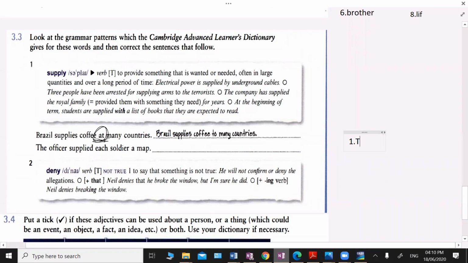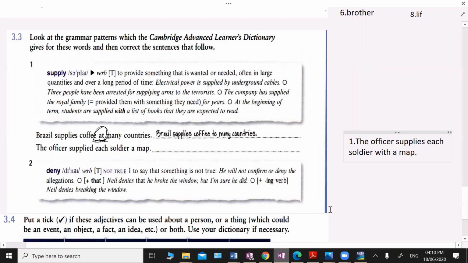No, the officer supplied each soldier with a map. It's like this. This is the right sentence. The officer supplied each soldier with a map. The officer supplies each soldier with a map. This is the right kind of sentence.